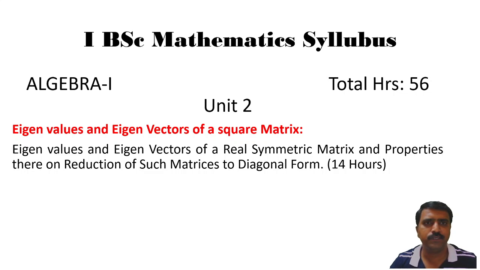In the second unit, we discuss eigenvalues and eigenvectors of a square matrix, their properties, and the reduction of such matrices to diagonal form. We find the diagonal form by taking the help of eigenvalues and eigenvectors.